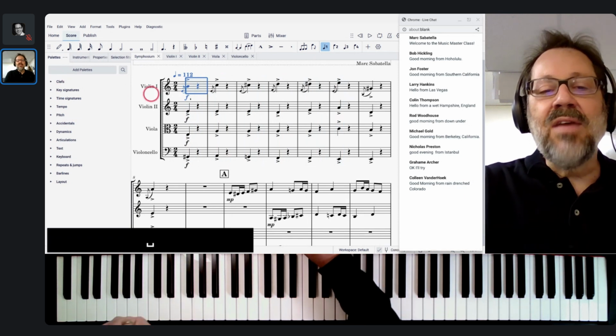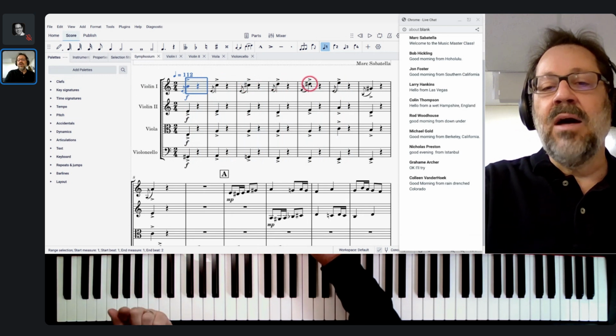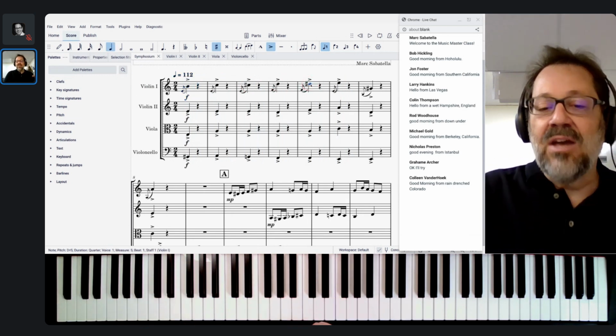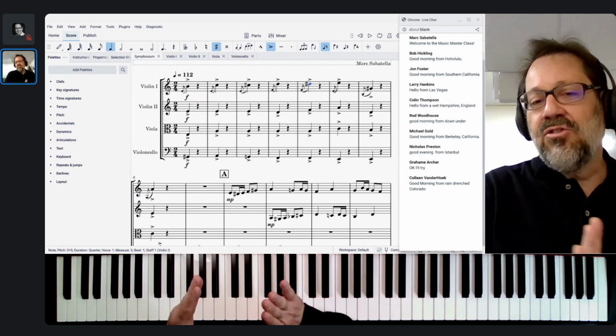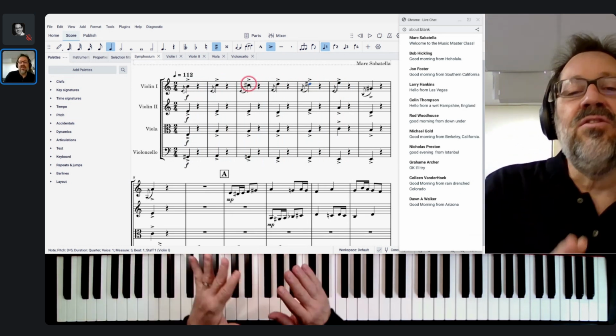So that line is ascending, so this note is spelled as C sharp. This note is spelled D sharp. That is because the line is ascending. You want to spell chromatic notes to indicate their resolution.